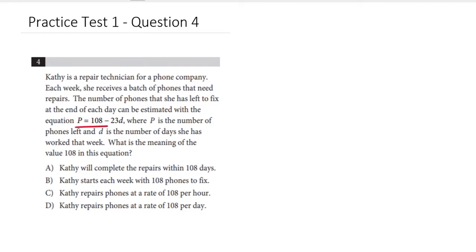P is equal to 108 minus 23D, where P is the number of phones left and D is the number of days she has been working on the phones that week. So what is the meaning of the value 108 in this equation? Okay, what we can do is try to substitute some numbers for D to figure out what this number represents.